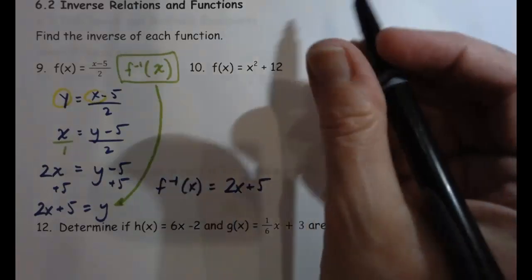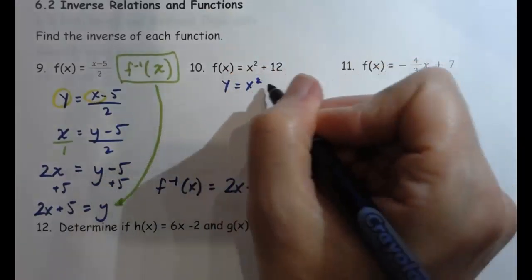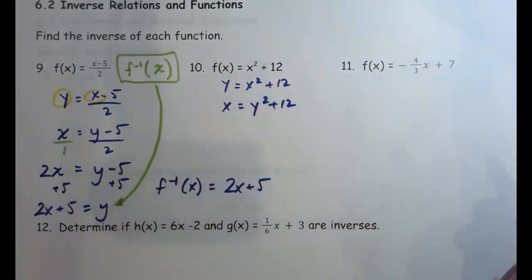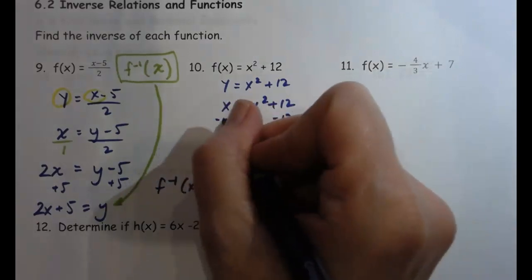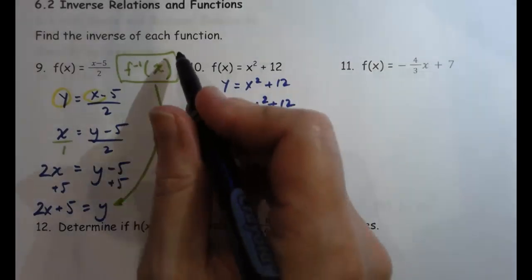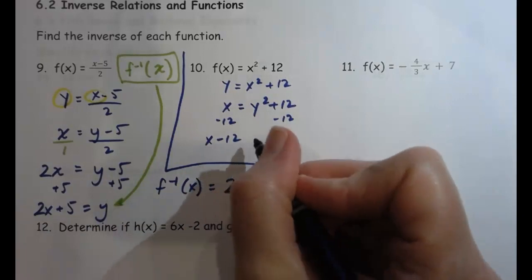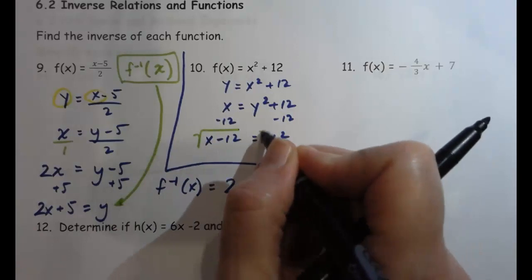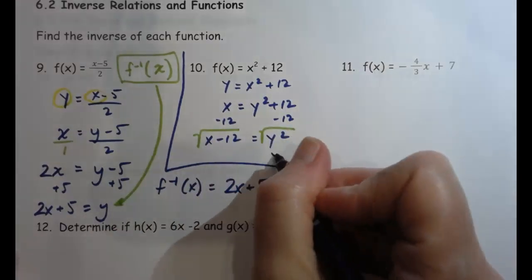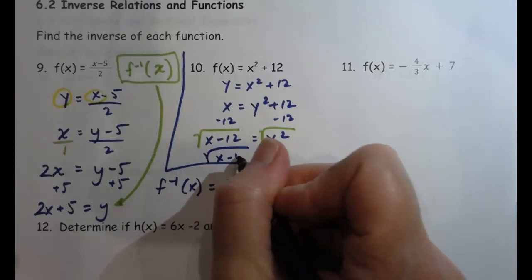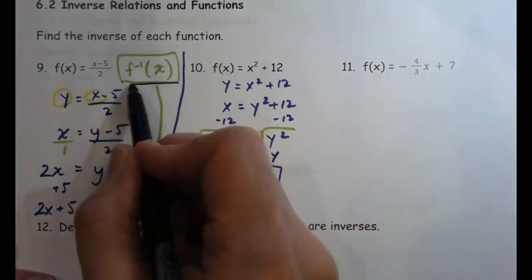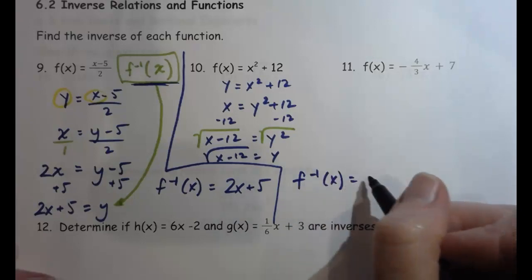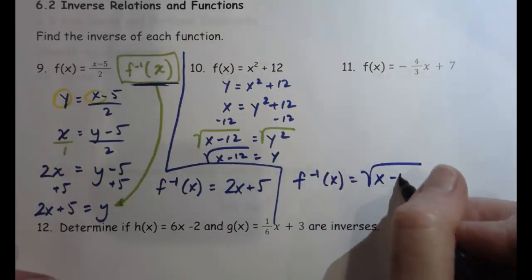Same thing here. I'll do it quickly. Y equals x squared plus 12. X equals y squared plus 12. Following the steps, minus 12, minus 12, x minus 12 equals y squared. How do I undo y squared? I take the square root. So I end up with y equals the square root of x minus 12. And once again, utilize the function notation. F inverse of x equals the square root of x minus 12.